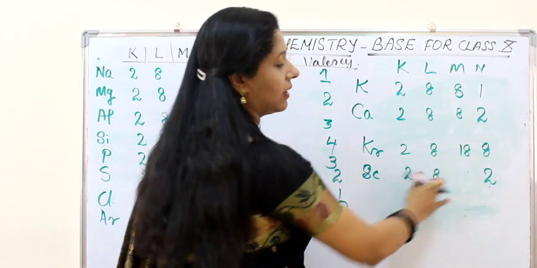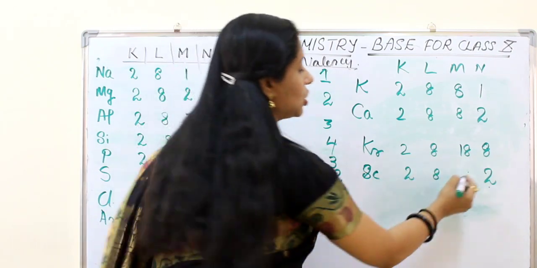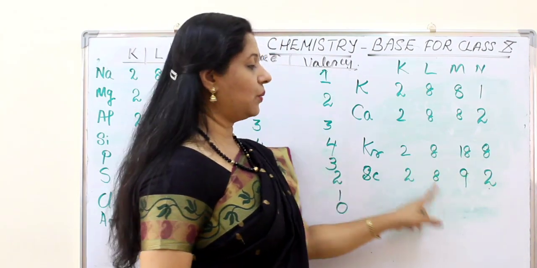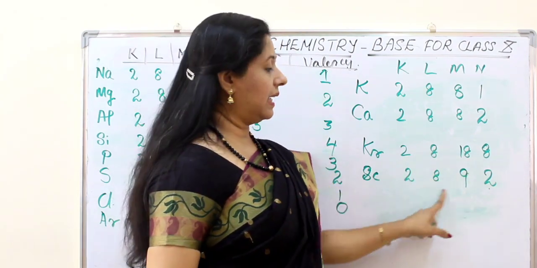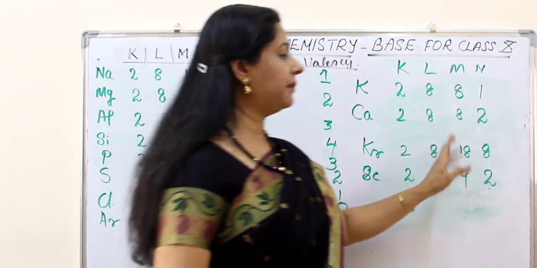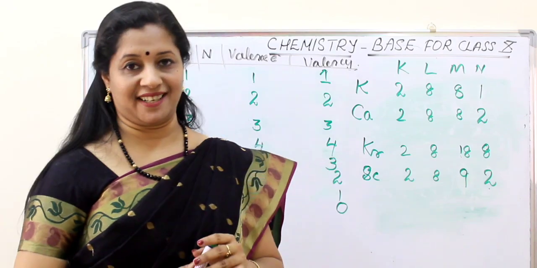Here it is now allowed. N will allow M to take more. So it will become 9. So 2, 8, 9, 2. Next will be 2, 8, 10, 2. 2, 8, 11, 2. Like that it goes up to 18, which is the maximum. Then only it will fill the N shell.